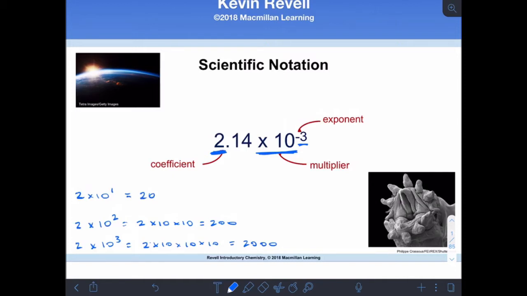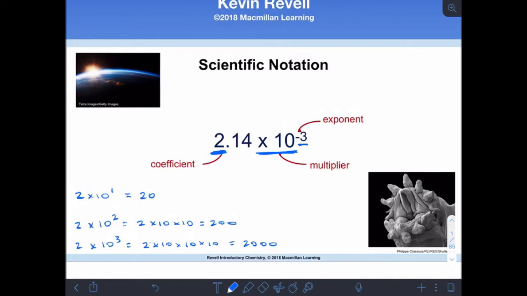Now you don't generally have to write out this times 10 times 10 times 10 thing, but that's just for demonstration on how this works. If the exponent is negative, I actually divide by 10 that many times, but you don't really have to worry about doing that math. I'll show you how to deal with these things without having to actually do math.